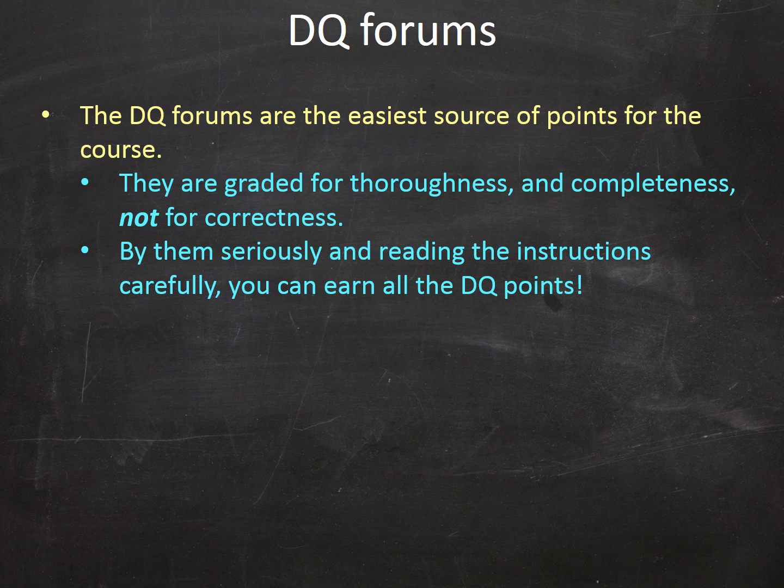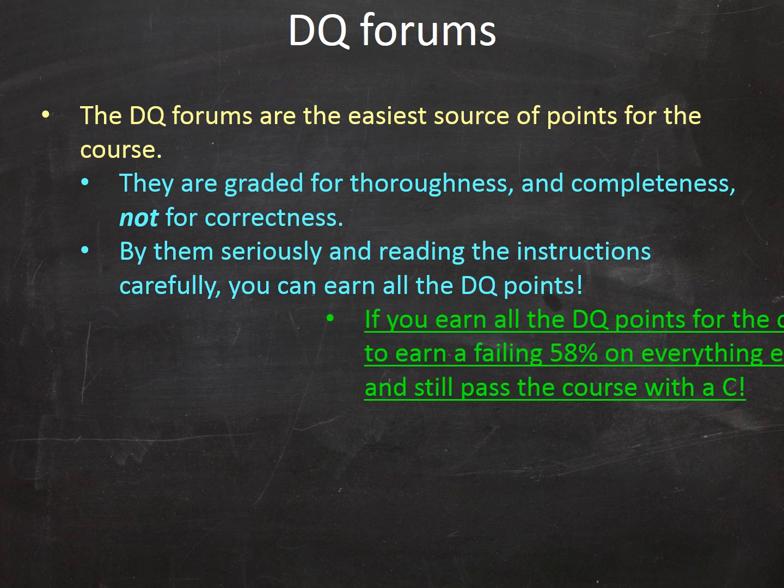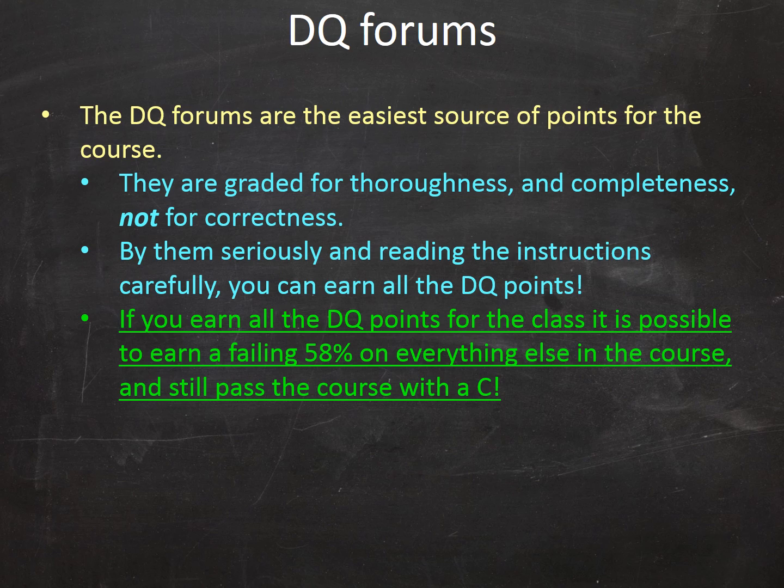They are graded for thoroughness and completeness, not for correctness. This means that by taking all of the assignments seriously and reading the instructions carefully, you can earn all of the DQ points. If you earn all of the DQ points for the class, it is possible to earn a failing 58% on everything else in the course and still pass the course with a C. This makes doing the DQs a great opportunity. You are even allowed to miss one DQ for free.